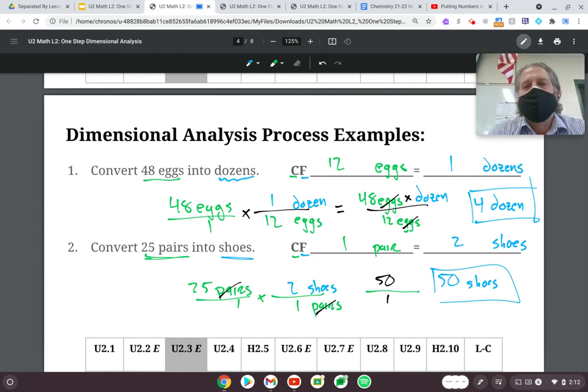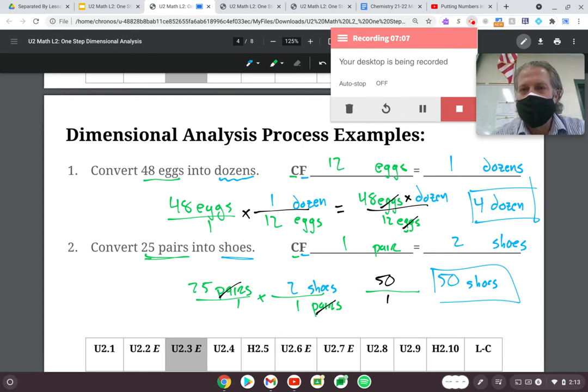Okay. So that's our first example where things are comfortable. So these examples are pretty comfortable because we're used to dozens and we're used to shoes and we're used to pairs and things like that. The next example that we're going to go through is a little bit less comfortable.